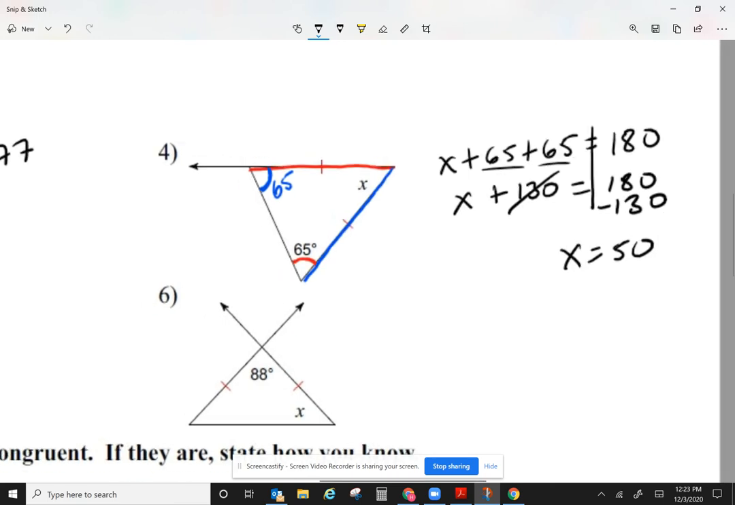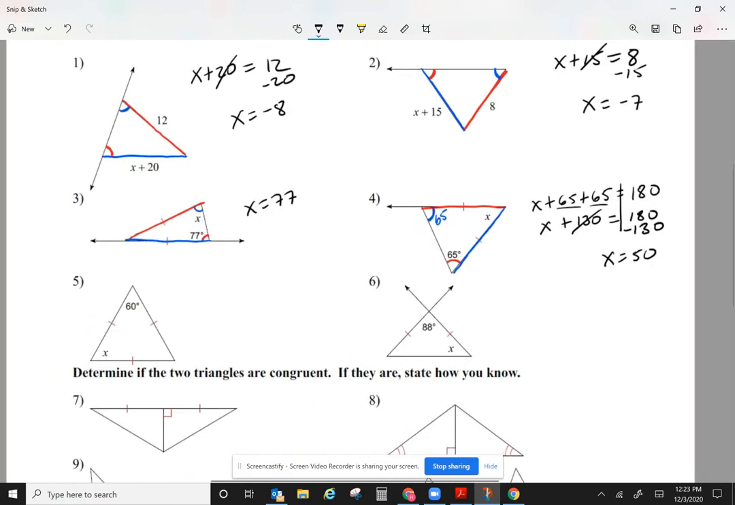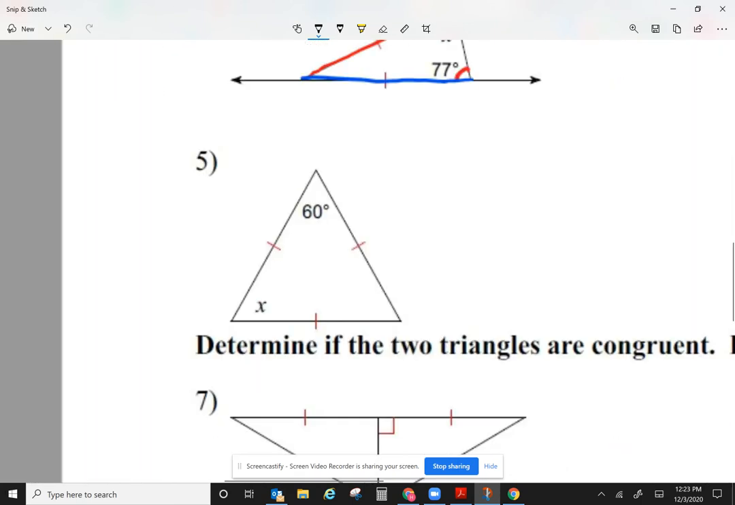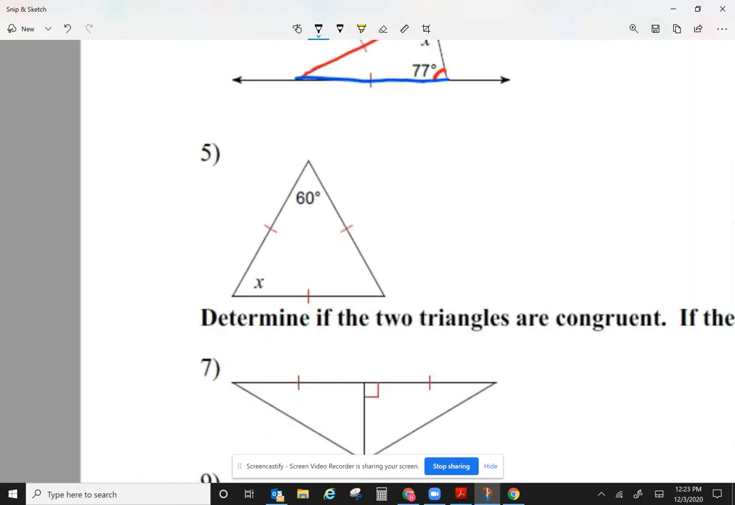So do be careful though. Sometimes, like in question number 3, the two angles that I give you are equal to each other. Sometimes they're not. So be careful on that. Now, question number 5. Notice how all three sides are equal. That's what we call equilateral. All three sides are equal. Because all the three sides are equal, then that means all the three angles are equal. So x in this case is 60. Because all three sides are equal, all three angles are equal. One of them is x, the other one's 60.